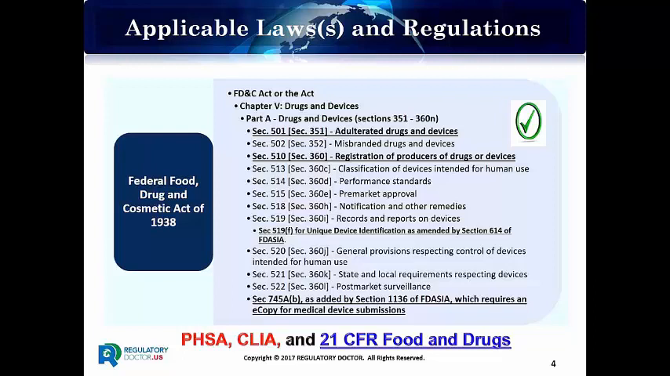For example, FD&C Act Section 519 is about records and reports. But a subsection of 519, especially 519(f), is about unique device identification. And this section, FD&C Act Section 519(f), was amended by the FDA Safety and Innovation Act.